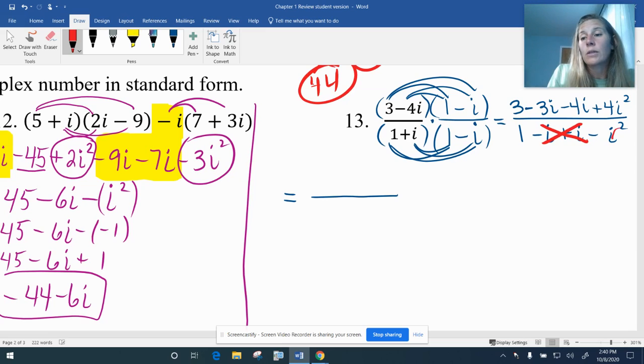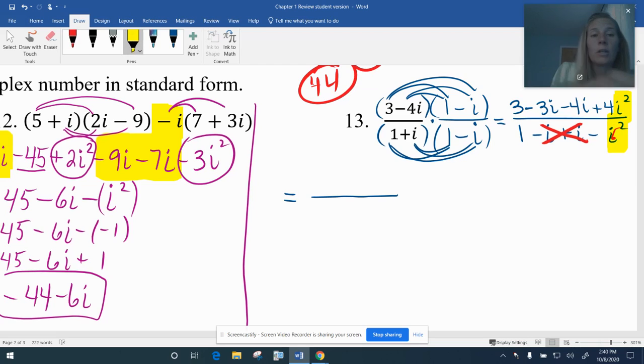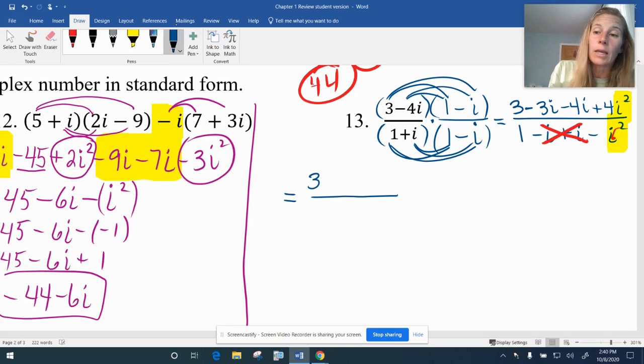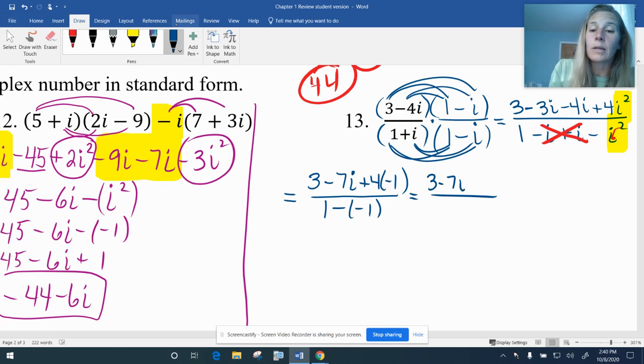And now this i squared here and this one here will both be changed over to negative 1. So on the top, I have 3 minus 7i plus 4 times negative 1. In the bottom, I have 1 minus negative 1. So of course, on the top, I have 3 minus 7i minus 4. On the bottom, I have 1 plus 1. And then that will give me negative 1 minus 7i over 2.